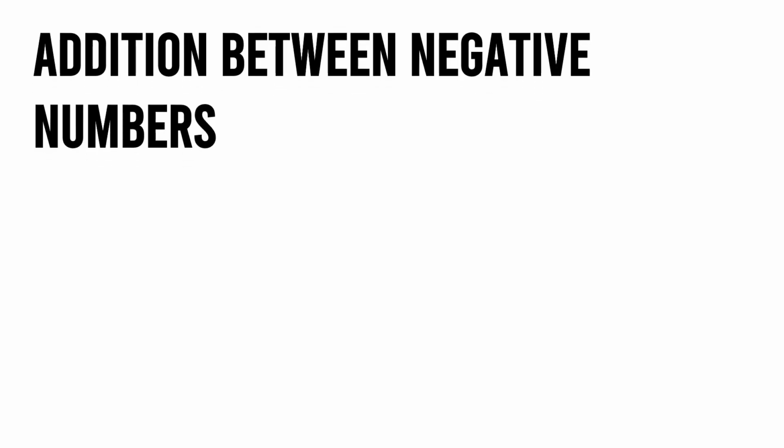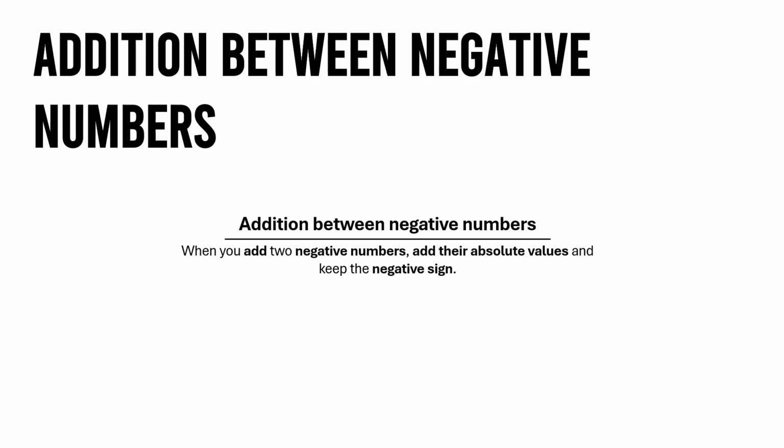Addition between negative numbers. When you add two negative numbers, add their absolute values and keep the negative sign. Absolute value means we are adding the number itself without any sign. So it's a positive number, because without a sign, we implicitly consider it a positive number.